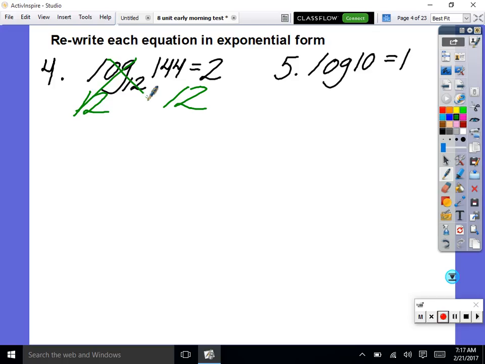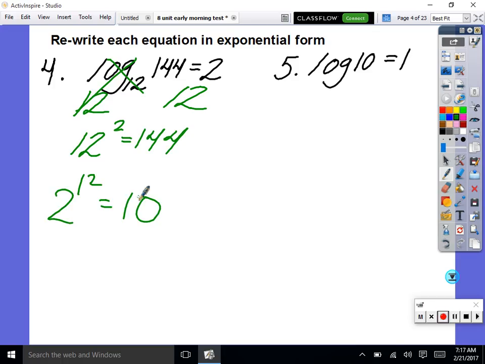So you would write on the test, 12 squared equals 144. And how do you know you got it right? Because it's a true statement. I had people write 2 to the 12th equals 10. It's like, no, look at your problem. That is not true. You know you did something wrong.